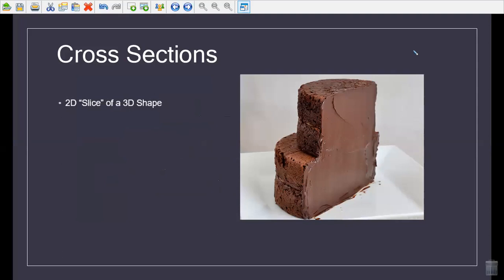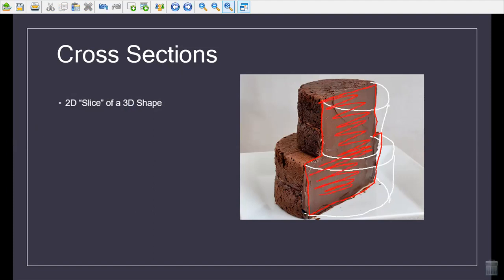Like here I have this cake. If you imagine the whole cake, it's going to be kind of like this, where you've got a little cylinder on top of a big cylinder. Rough sketch. But your cross section ends up being this part here that's got icing on it, this rectangle over a rectangle kind of shape. That is the cross section.